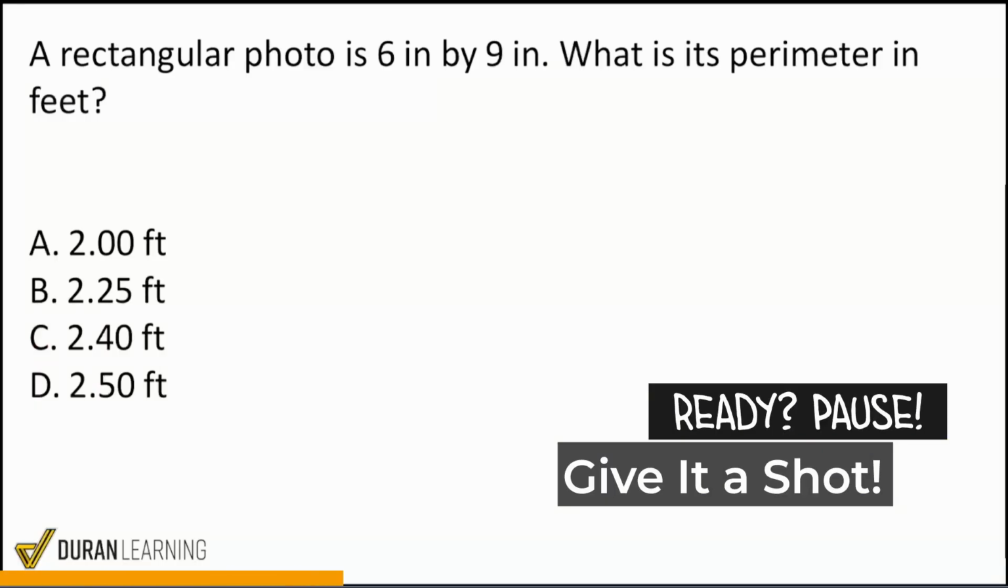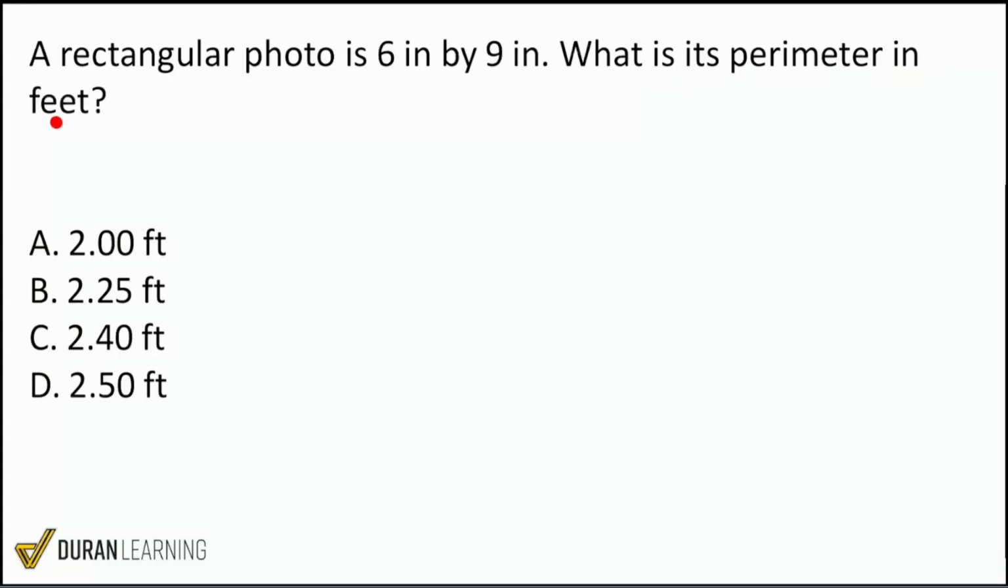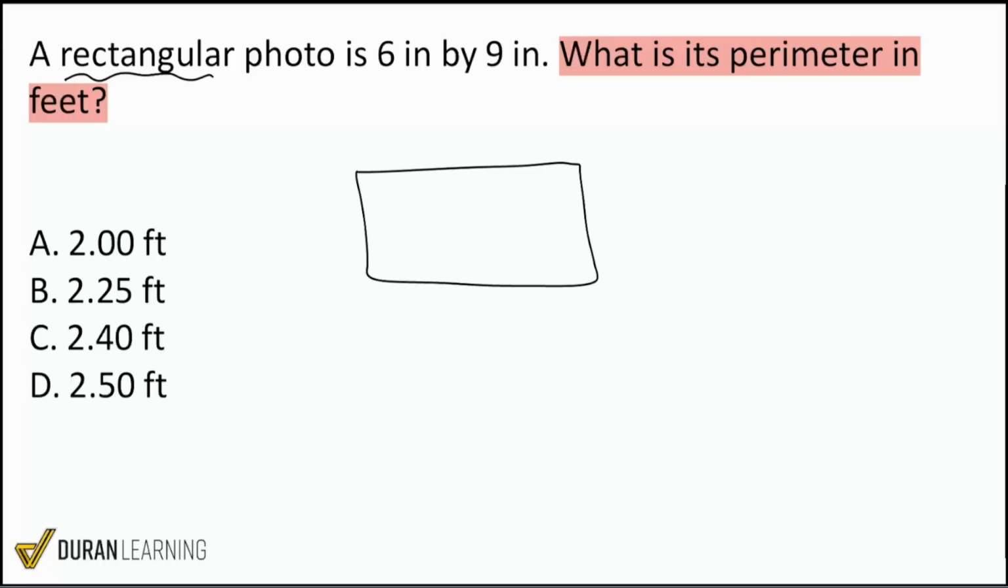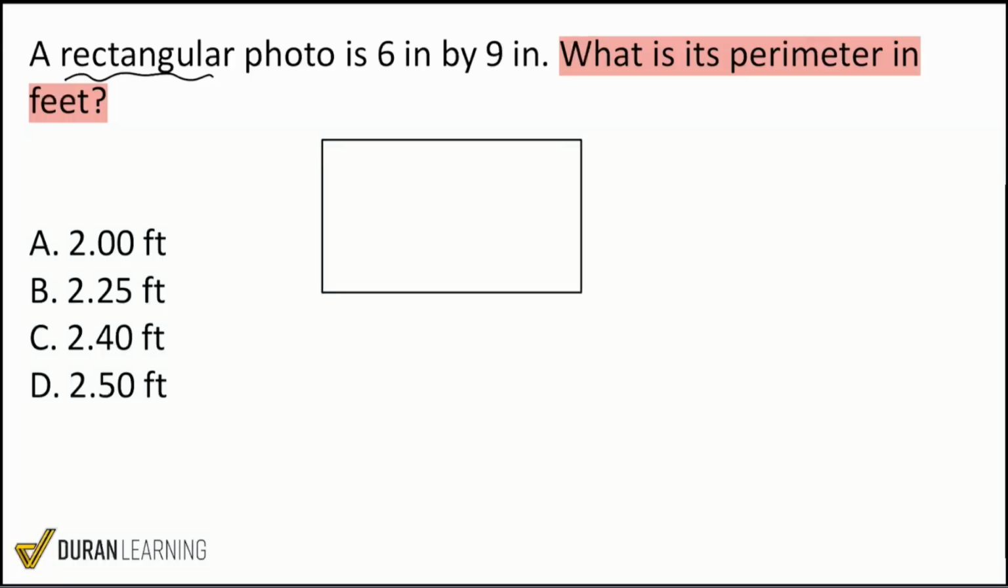All right, another problem. So it says, what is its perimeter? But not only finding the perimeter, but we want to find the perimeter in feet. So we got to have some patience here because it's a double whammy. It's perimeter and unit conversion at the same time. So with that said, we are dealing with a rectangle here. So when we deal with rectangles, we understand that we have lengths and widths. And we can say that this is 6 inches by 9 inches. And boom, we're good to go.